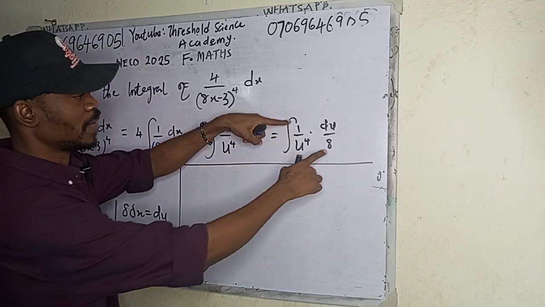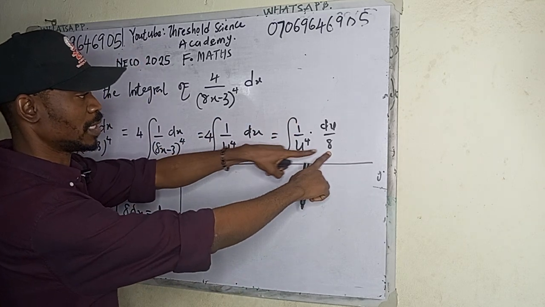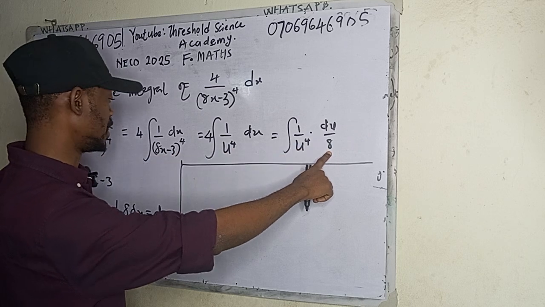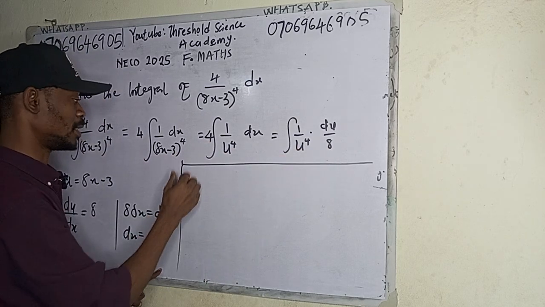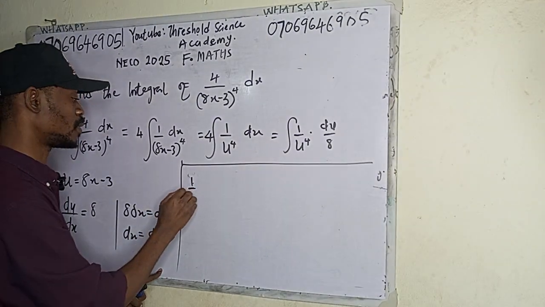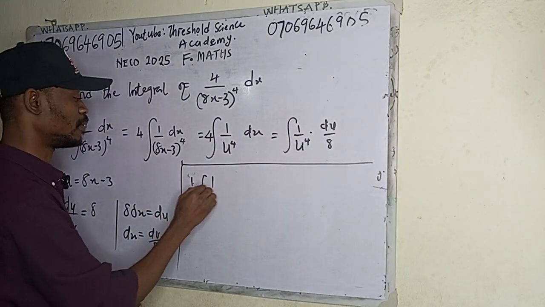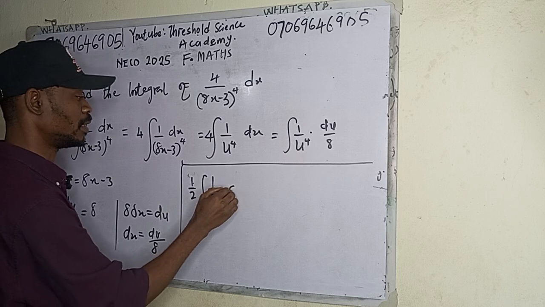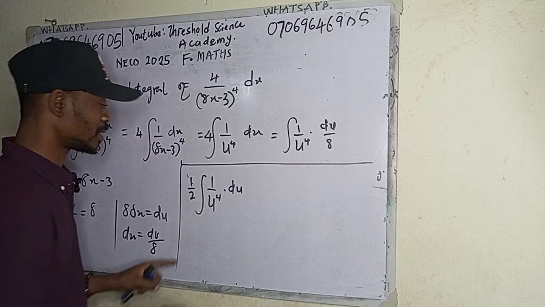Now I can see there's 1 over 8 here as also a factor. You understand? This 1 over 8 here, I'm going to take it out. So there's already a 4 here. That's 4 all over 8. And 4 over 8 is 1 over 2. So I'm going to put 1 over 2 out here. Then I have 1 all over u raised to the power 4. Then I can integrate.